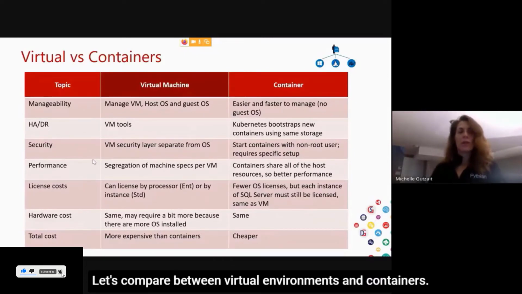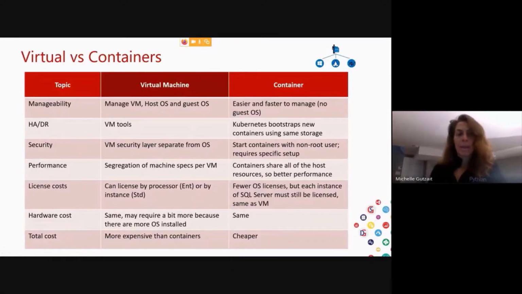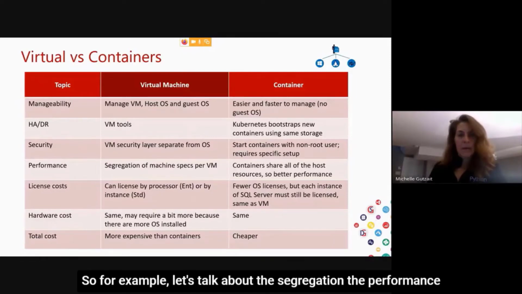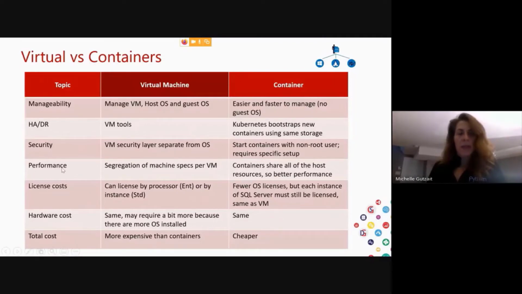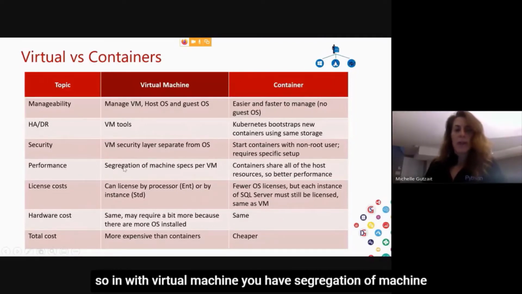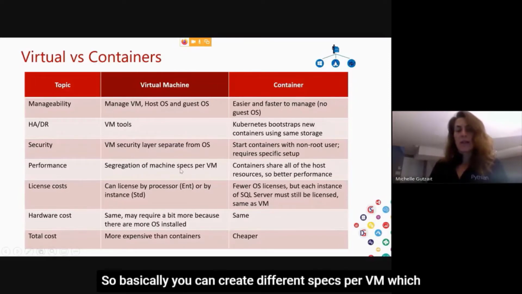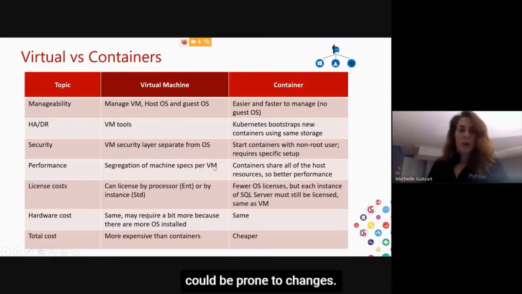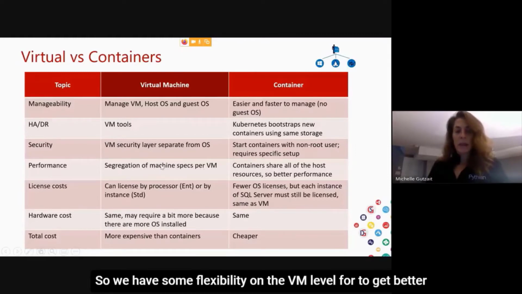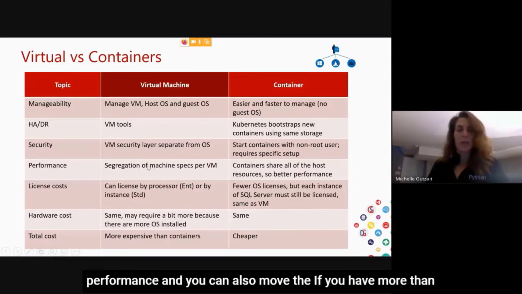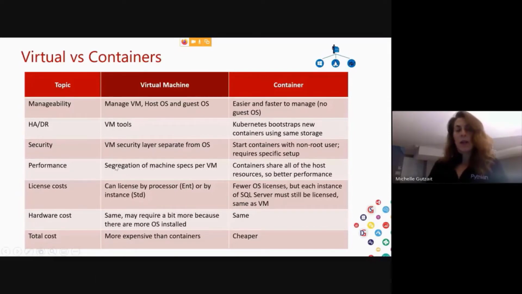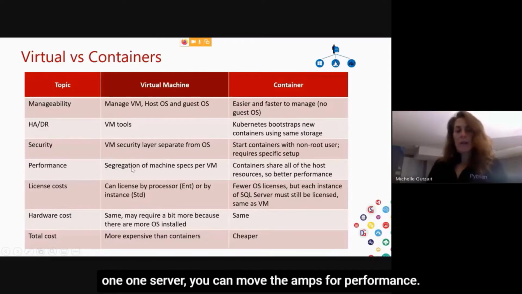Let's compare between virtual environments and containers. So for example, let's talk about the segregation, the performance. With virtual machines, you have segregation of machine per VM. So basically you can create different specs per VM, which could be prone to changes. So you have some flexibility on the VM level to get better performance. And you can also move VMs. If you have more than one server, you can move VMs for performance.